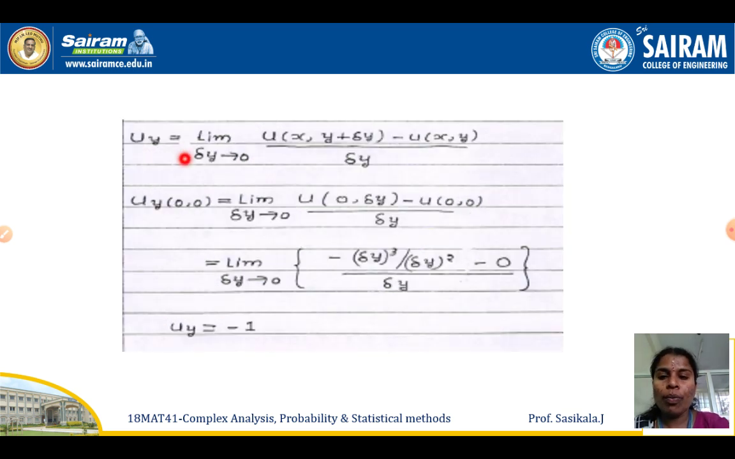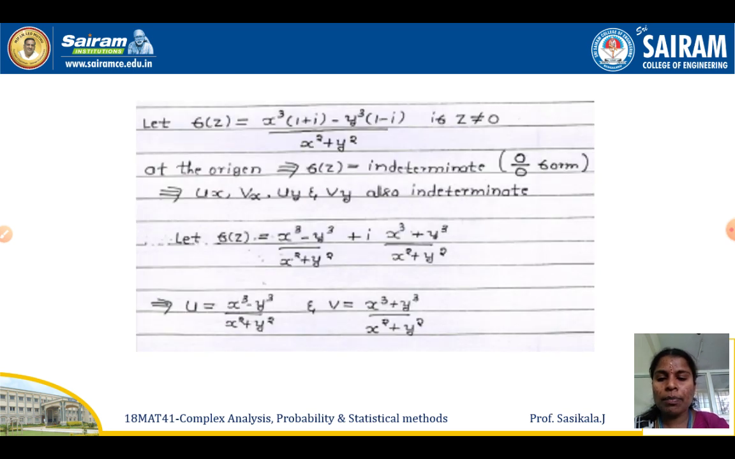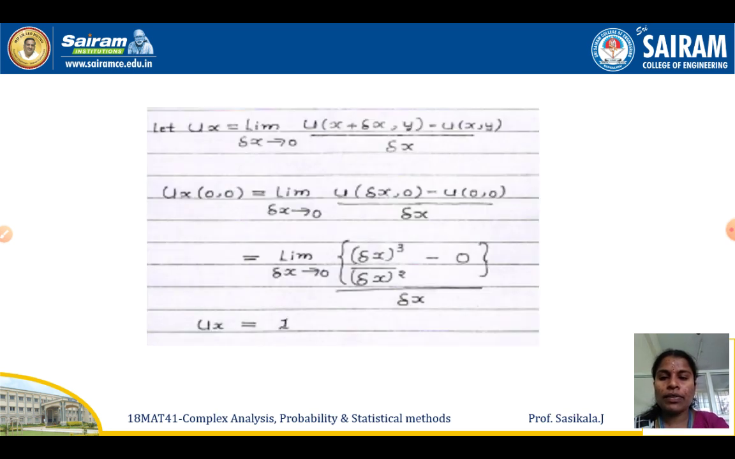And similarly uy, you can find out: limit delta y tends to 0, (u of x comma y plus delta y minus u of x comma y) by delta y. So replace it at 0 comma 0. I'll get limit delta y tends to 0, (u of 0 comma delta y minus u of 0 comma 0) by delta y. Okay. So now what will happen? In the u term you can replace x by 0, and y will be replaced by delta y.